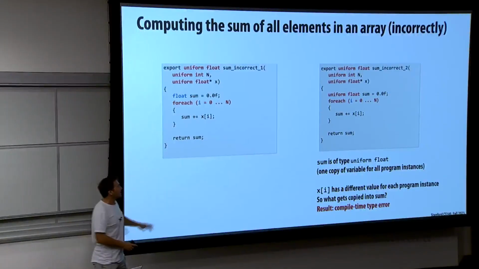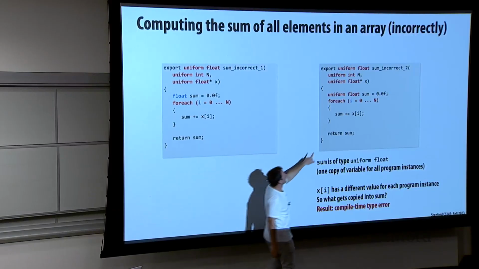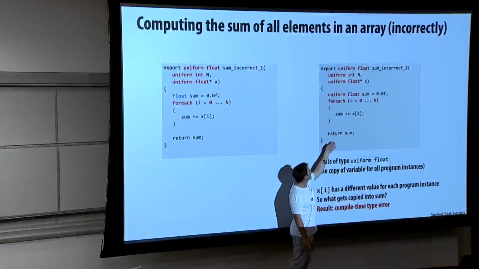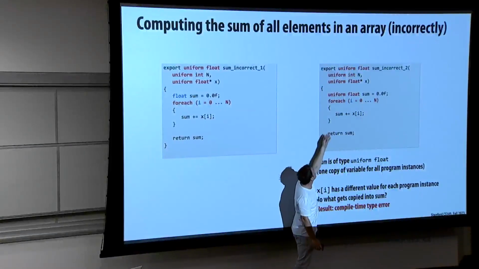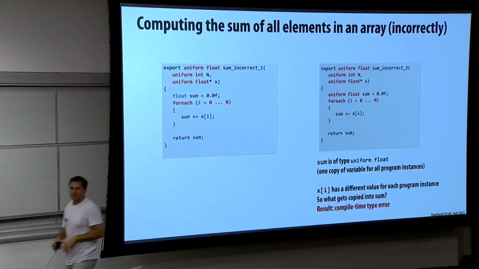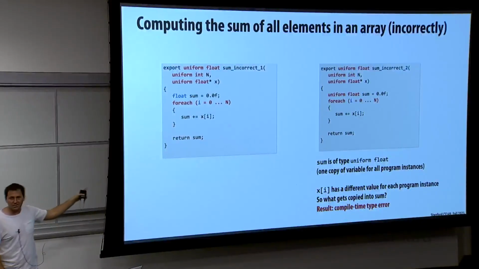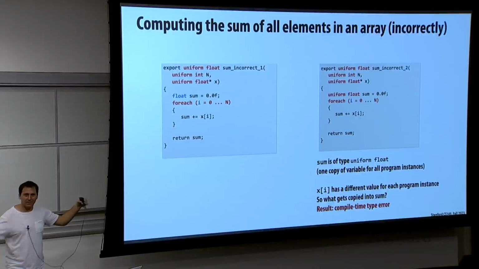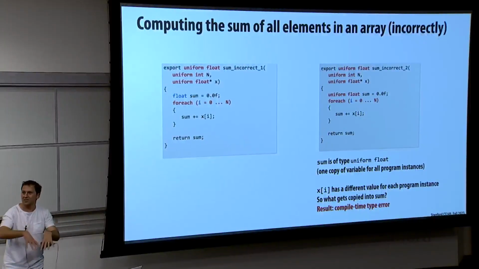Okay? Now here's a version where I changed the program and I made sum uniform. So I could return sum if I wanted to, but there's a problem with this program. Now we've got another race condition, which is I have a single sum, and I'm trying to have a bunch of program instances plus-equals into that sum.